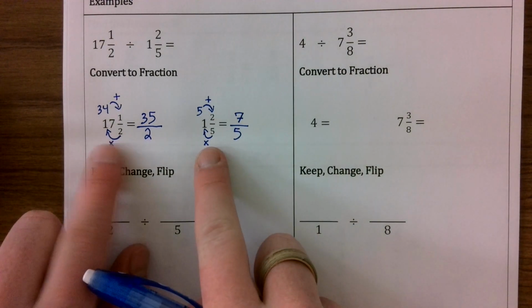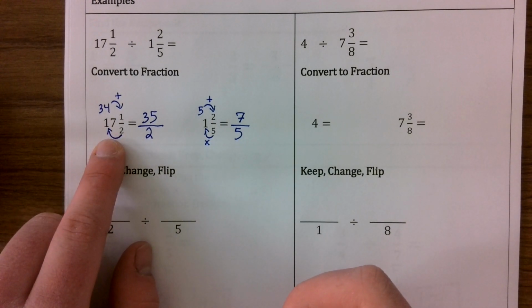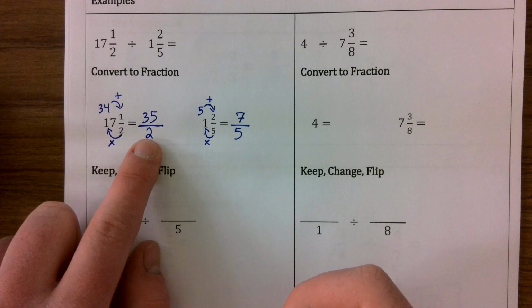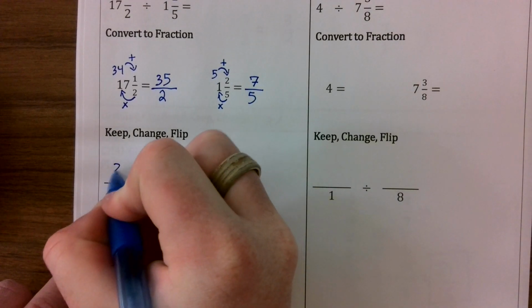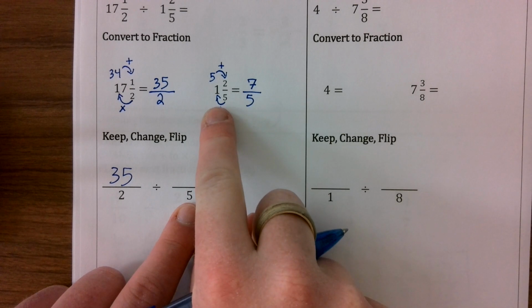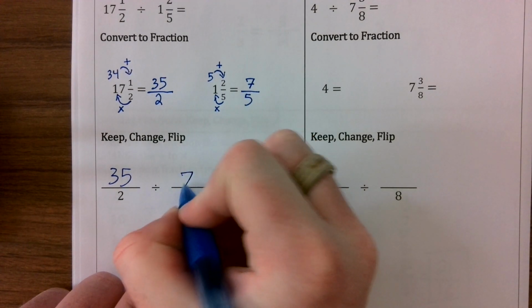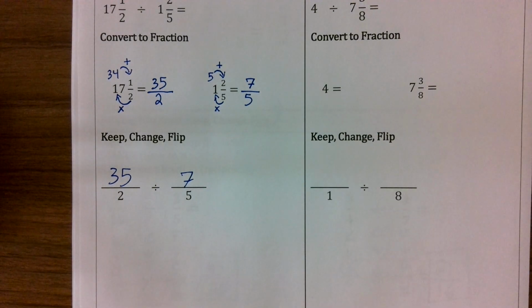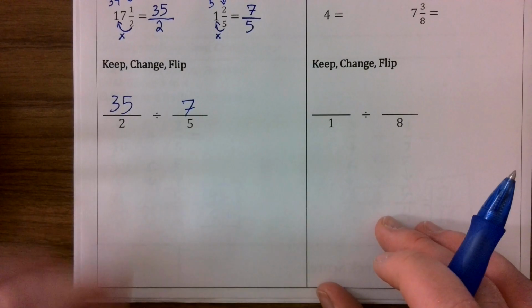So these are equivalent to each other, which means wherever I originally had this 17 1/2, I can replace it with 35 over 2. So that came first, so I'm going to say we have 35 over 2 first, divided by, instead of 1 2/5, we now have 7/5. And now we keep, change, flip. So we converted to a fraction, and we're going to keep, change, flip.